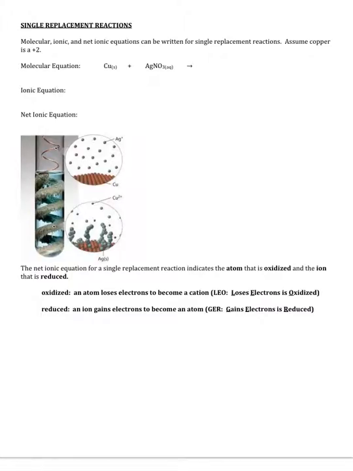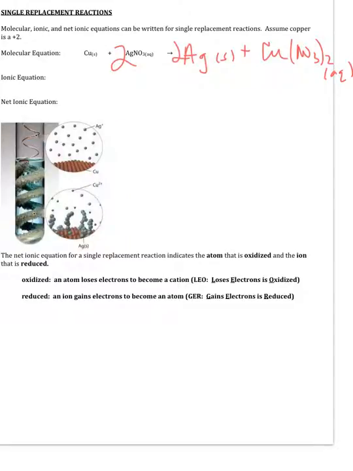We're also going to write molecular, ionic, and net ionic equations for single replacement reactions. Remember, the molecular equation, again, is just the regular balanced chemical equation. So now for the ionic equation, again, any ionic compound that is soluble in water, so anything that's labeled aqueous, will be dissociated or broken apart into ions. But the copper metal and the silver metal are just elements, and we're just going to leave them. We're just going to recopy them. The ionic compounds we're going to break apart into ions.